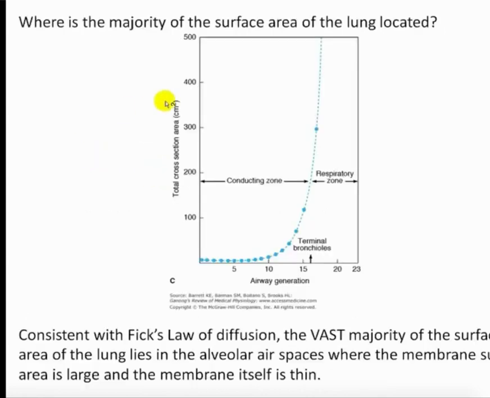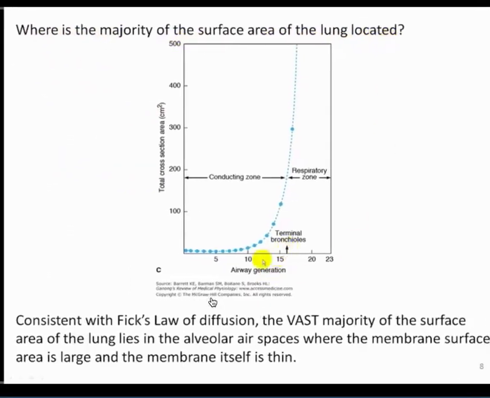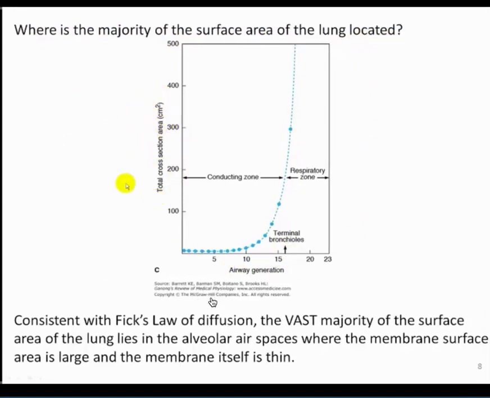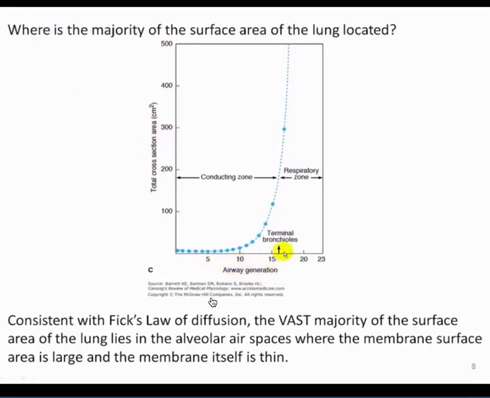As we talked about previously, surface area becomes very important. So where is the vast majority of the surface area of the lung located? As shown in this figure, this is the total cross-sectional area of the lung plotted as a function of the airway generation number. Again, 0 is the trachea, and terminal bronchioles is 16, the last of the conducting airways. It's the area under the curve, and we see a very small area at first, and then most of the area in the lungs is to the right, from 16 towards 23, which is increasing exponentially.